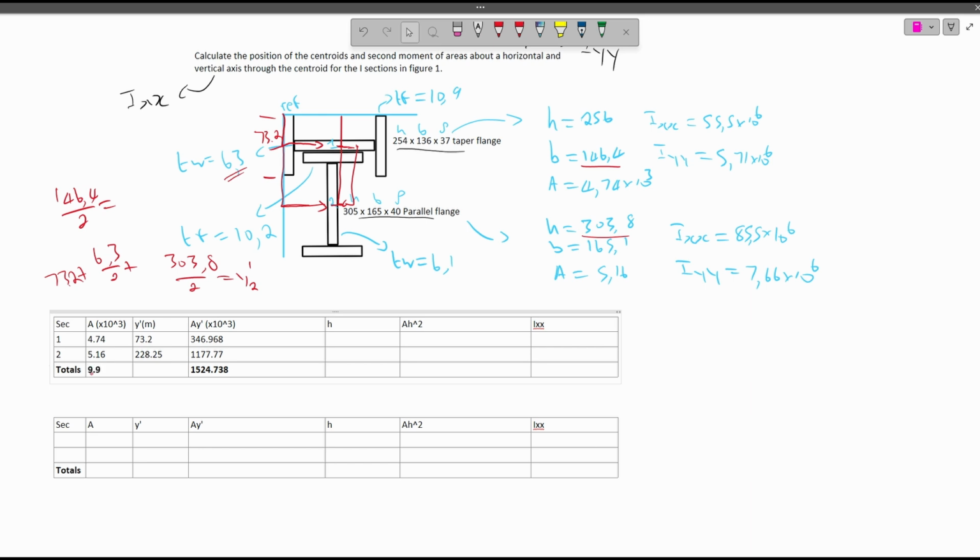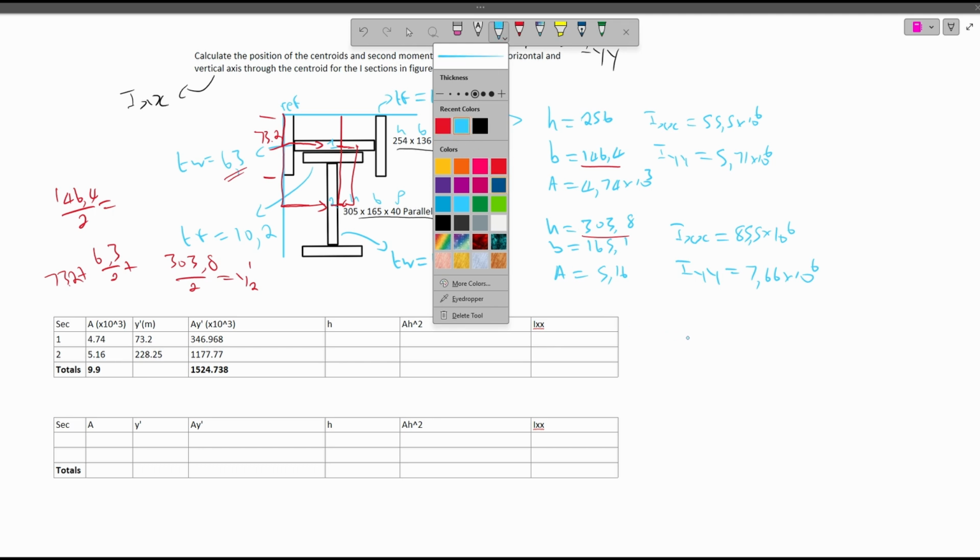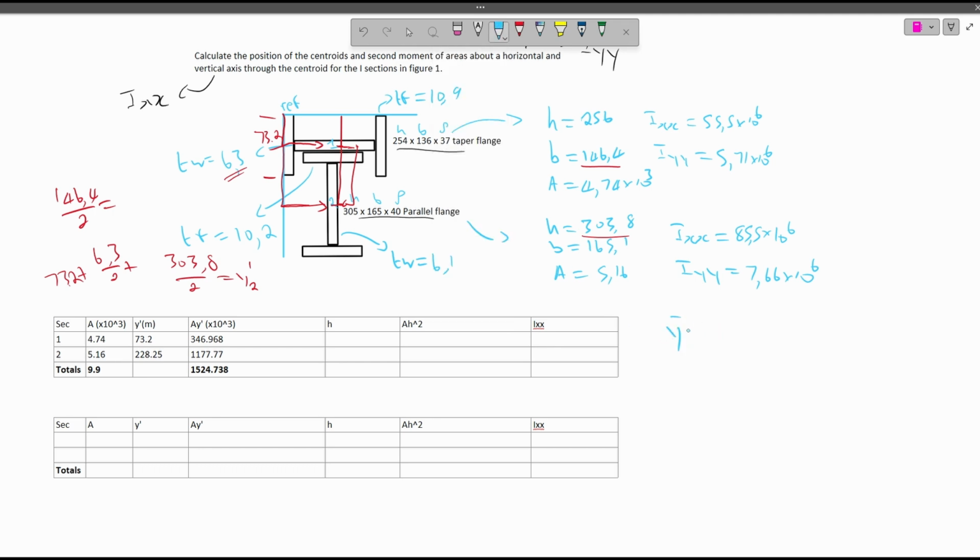And then to find our y-bar, our total y-bar is going to be the sum of Ay divided by the sum of area, which is 1524.738 divided by 9.9.